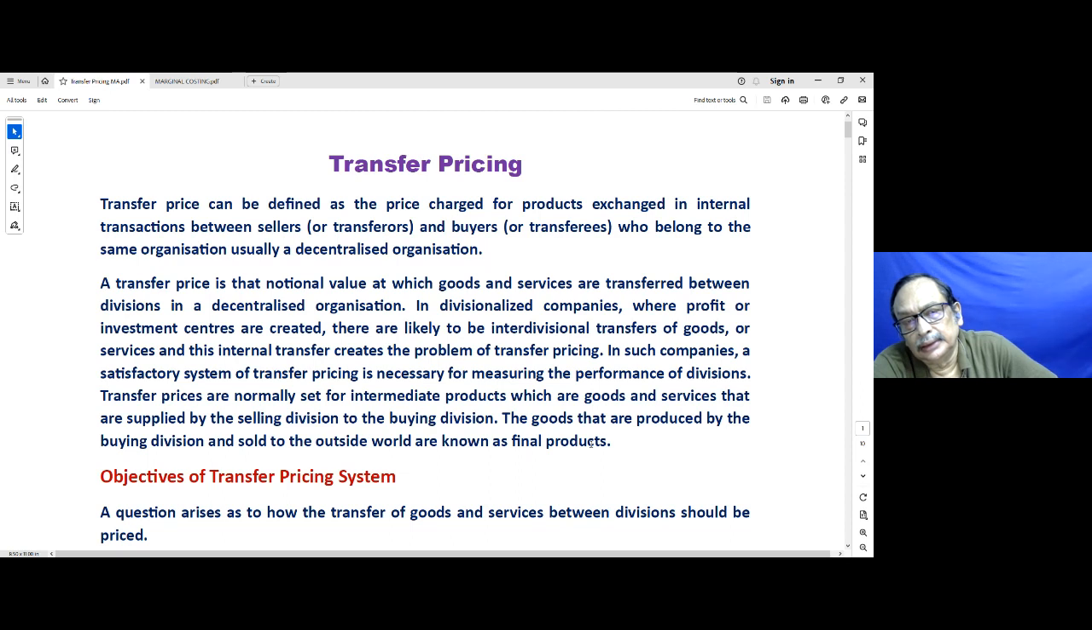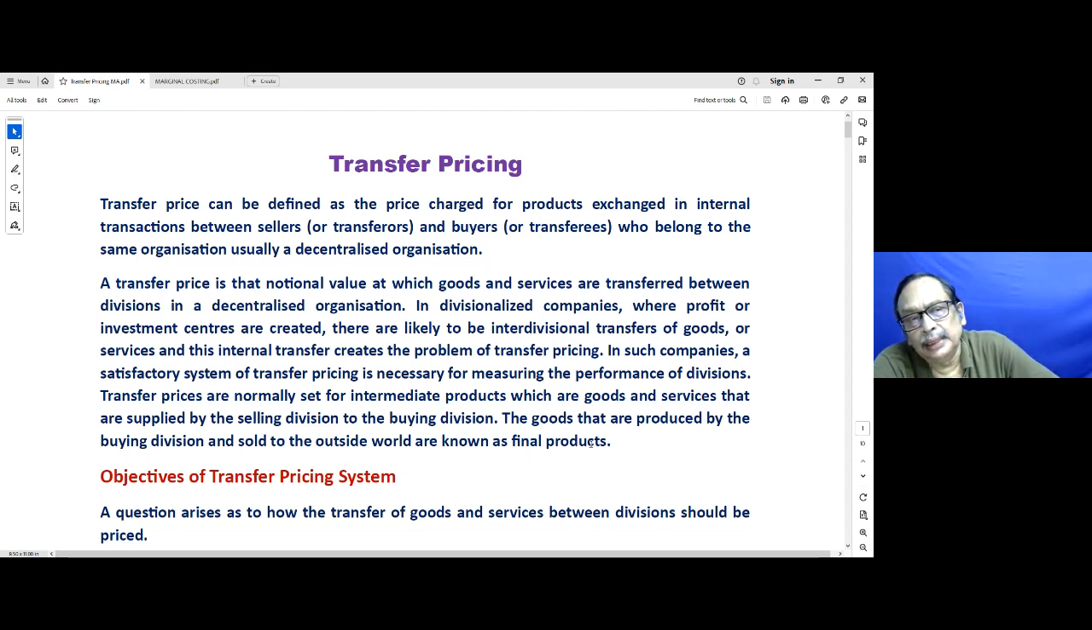Organization may be centralized, organization may be decentralized. In a centralized organization, HO, that is head office, is controlling all the units, and decision making are vested to the top executives, which are sitting in a head office. That is called centralization. But decentralization means when there is a proper delegation of authority from the higher level to the lower level, making that particular person responsible to whom the authority is actually being delegated.